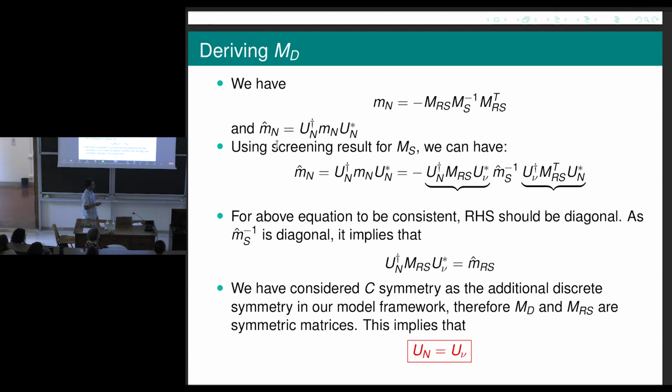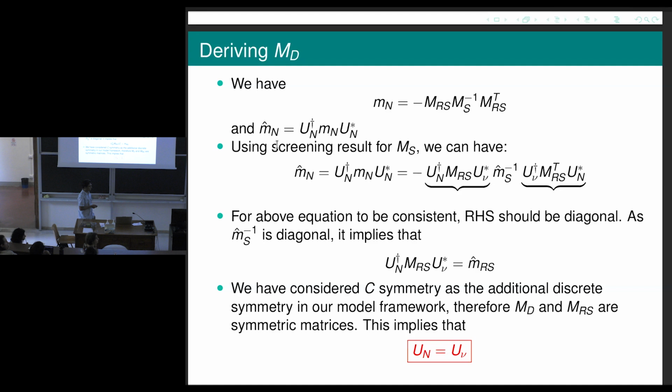Using some simple mathematics, the relations of the right-handed neutrino and the screening condition, and applying C symmetry as the left-right symmetry in this model, we find that the unitary matrix which diagonalizes the right-handed neutrino comes out to be the same as the U_PMNS matrix.